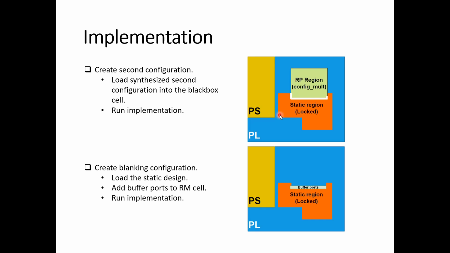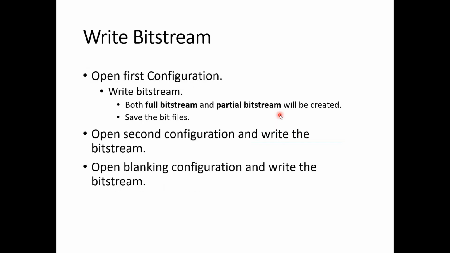Once all these configurations are implemented, we go on writing the bitstream. We open these configurations one by one and write the bitstream. Because we had already told the tool that we want these as partial bitstreams, it will write both full as well as the partial bitstreams. So once all these bitstreams are generated, we save them, and then using the SDK or the Vivado flow, we can do the DPR part. The software part will be discussed during the tutorial session.